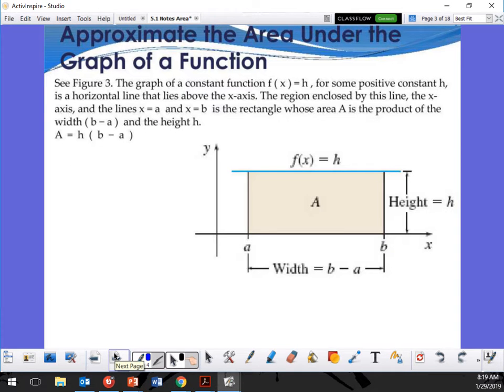So right here, the graph of the constant function f of x equals h. This is my h value, the height. From A to B is going to be my basic width. This is a rectangle, so we're basically just trying to find the area of a rectangle, width times height. But for calculus, my height is determined by whatever my function is. So it's not always going to be a straight line. You're going to have some curvy line.